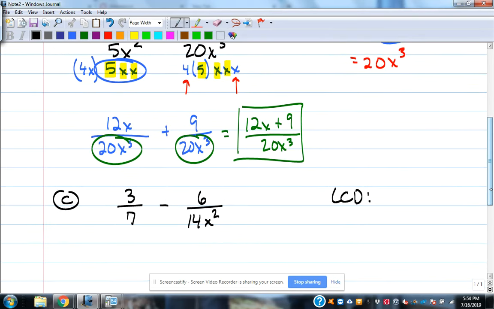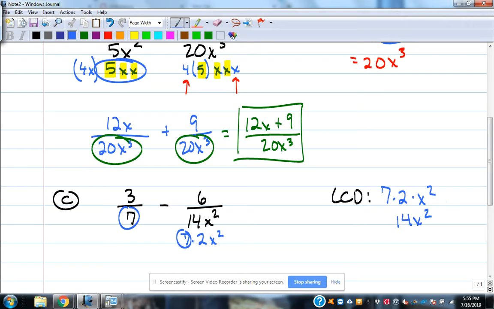So when I think about factors in the denominator, I know 14 is 7 times 2, right? And then I've got the x squared. So what factor is shared across the two fractions? That's 7. So that's automatically got to be part of your least common denominator. And then you look for parts that are not shared. There's a 2 and an x squared that's not shared. So my common denominator is going to end up being 14x squared.